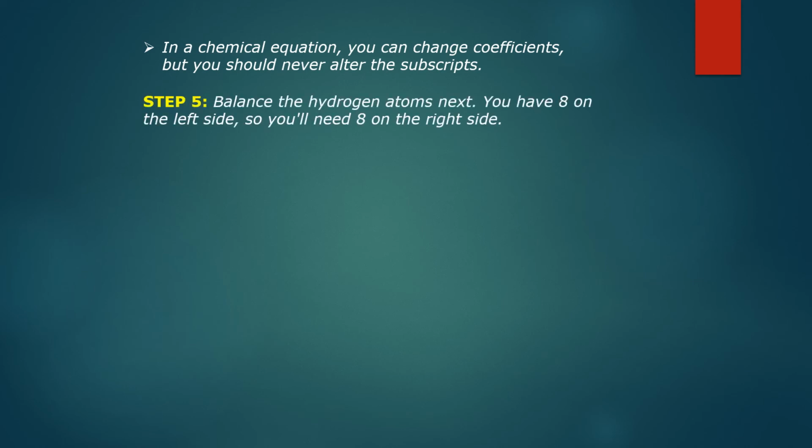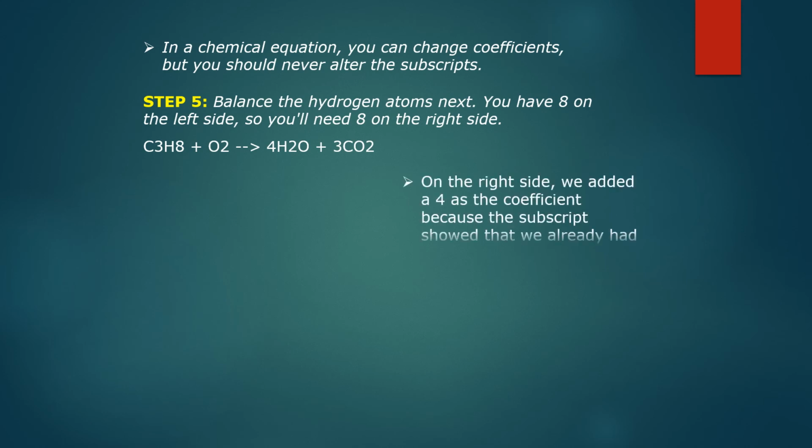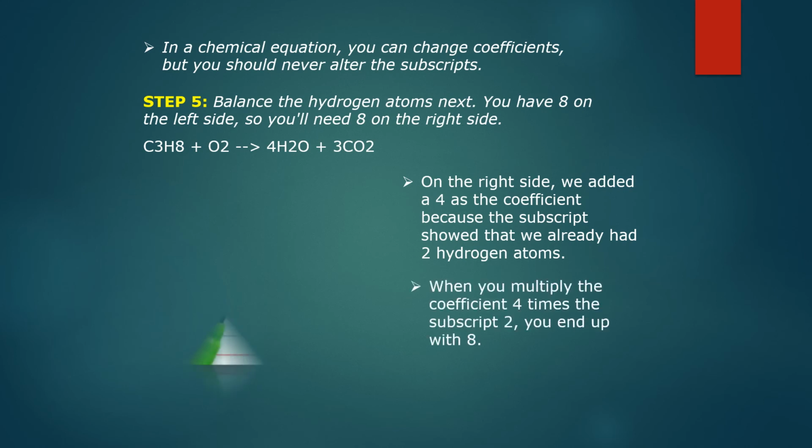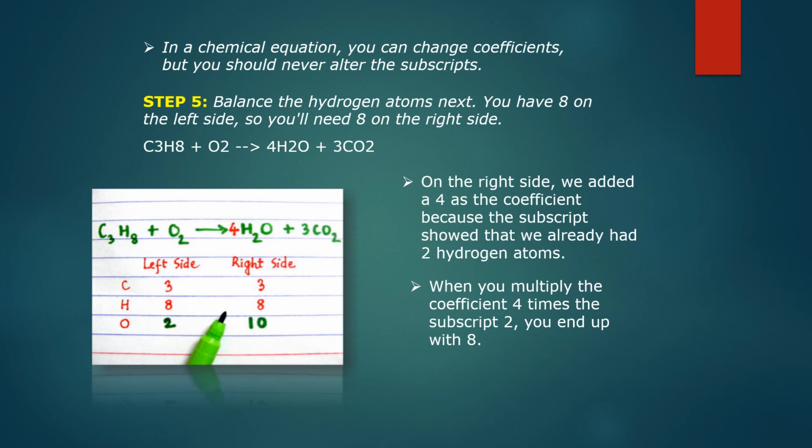Now we shall go for balancing the hydrogen atoms. We have 8 atoms on the left hand side, and so we are going to add 4 as the coefficient for water. 4 into 2 becomes 8 hydrogens. That way we balance 8 hydrogens on the left hand side and 8 hydrogens on the right hand side. The subscript can be multiplied with the coefficient to get the number. 4 into 2 is 8.